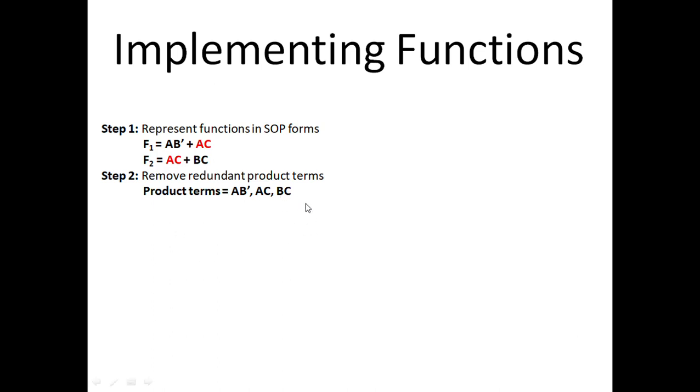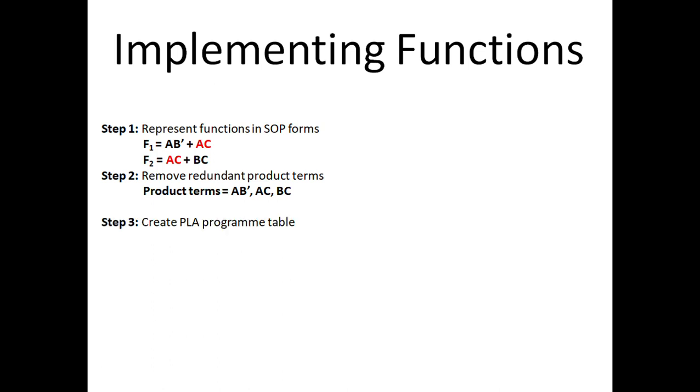So we have the product terms for the m Boolean functions. In this case, we have 2 Boolean functions, so we got 3 product terms for these 2 functions. The number of product terms can be increased or decreased depending on the Boolean functions. When you simplify them, just remove the redundant product terms and combine all the product terms into a set, and we would call them product terms. So we have 3 product terms in this example.